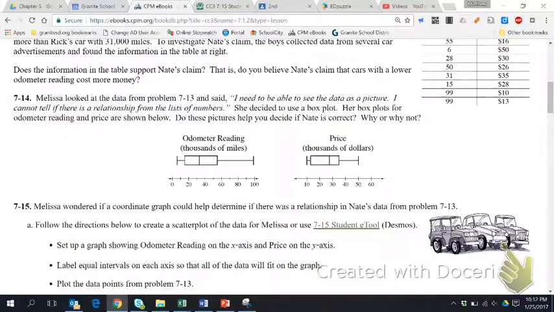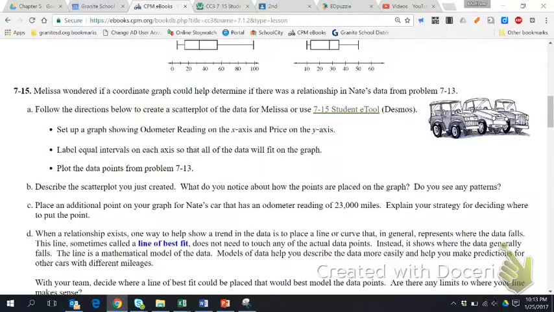So now let's go to 7-15. Melissa wondered if a coordinate graph could help determine if there was a relationship in Nate's data from 7-13. So you guys are going to use the link in Google Classroom. I've created a link for the Student Need tool. Make sure to go to that.